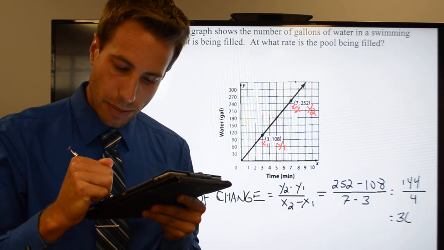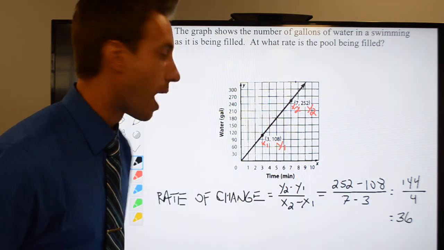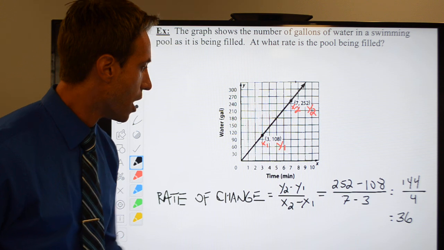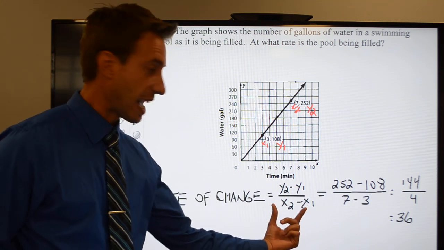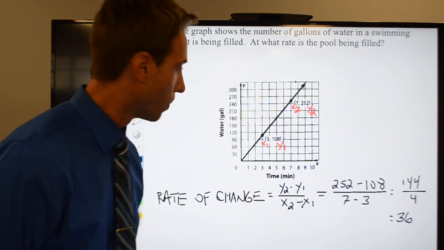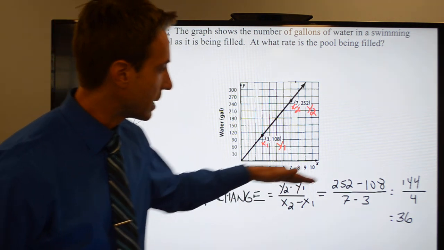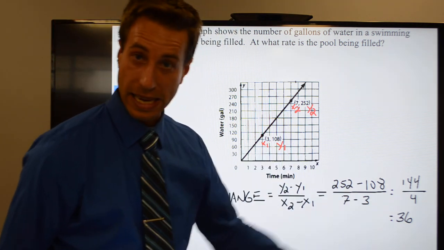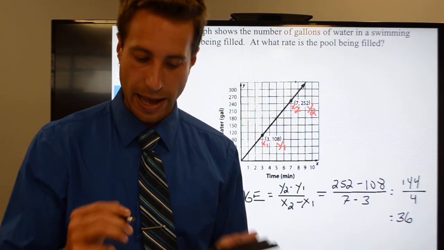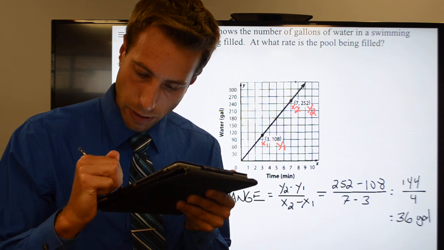And then the units are going to be very, very important. Please remember, the y is on the top, and y is water in gallons. So I have gallons on top. The bottom is my x. The x's are time, like how long have I been filling the pool. So down here on the bottom, that time is in minutes, right? So that would be gallons over minutes, which means my units would be gallons per minute.